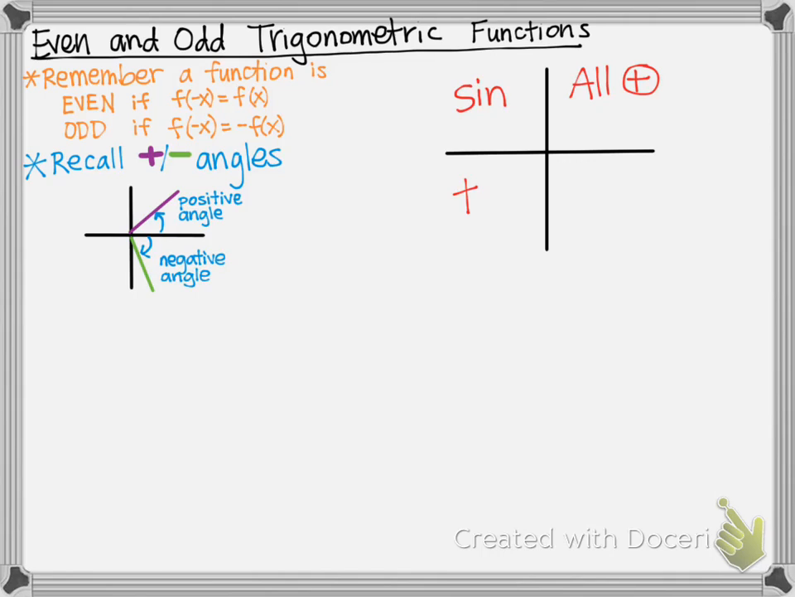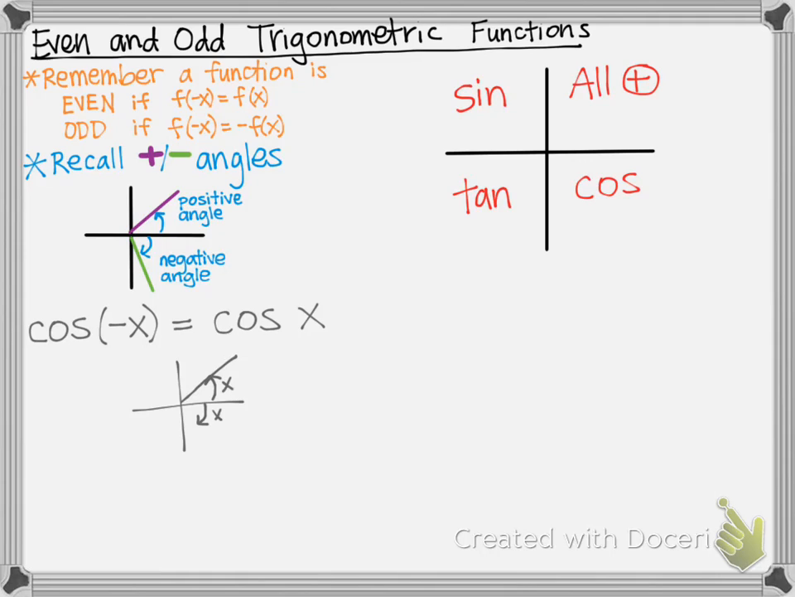So remember, all positive, sine, tangent, and cosine. So if I consider cosine of negative x, let's say, I'm trying to examine if cosine is even or odd. Well, that's just going to be cosine of x, because whether I go up or down, cosine is going to be positive in both quadrants. For that reason, regardless if I do a positive angle x or a negative angle x, I'm still getting the same value of cosine, which is that positive value.